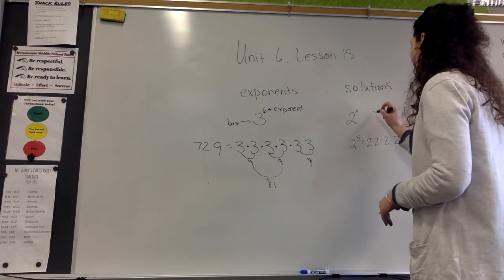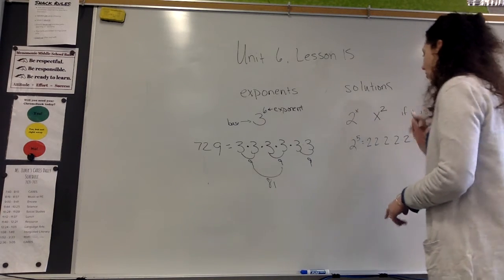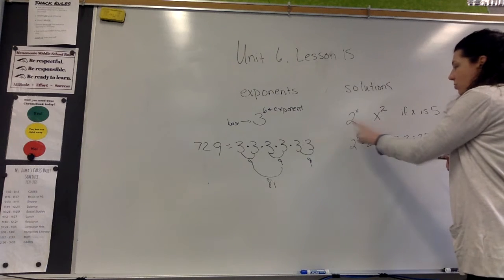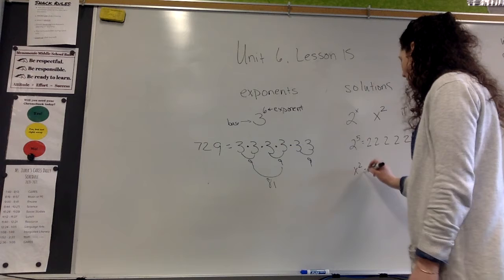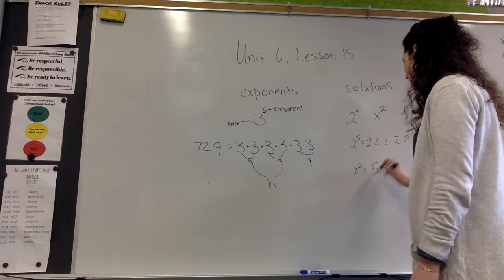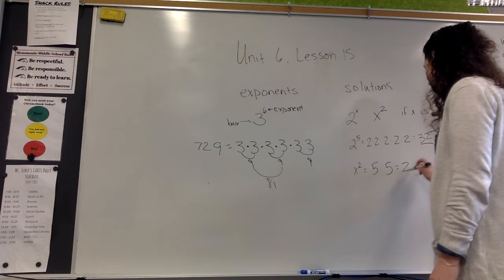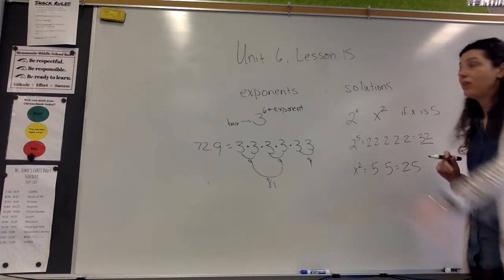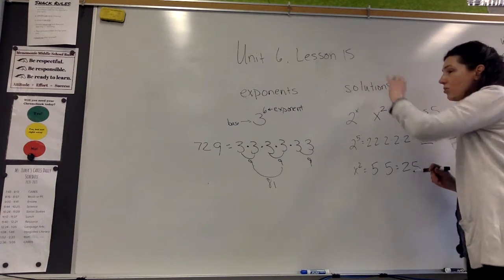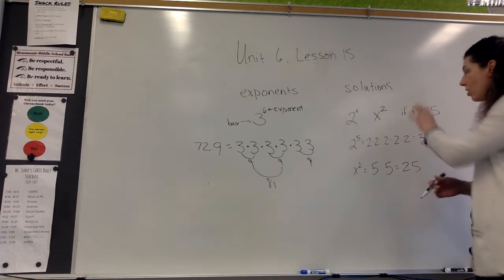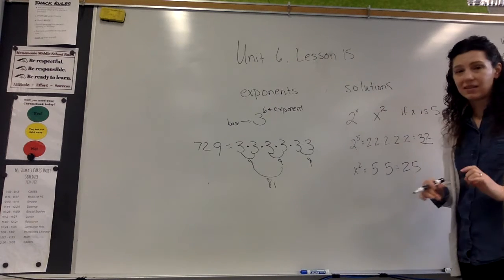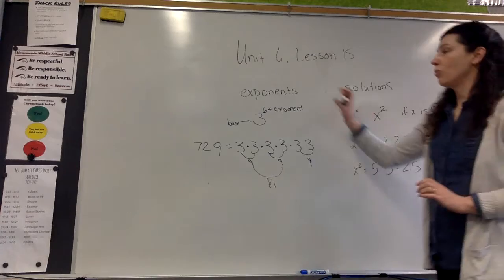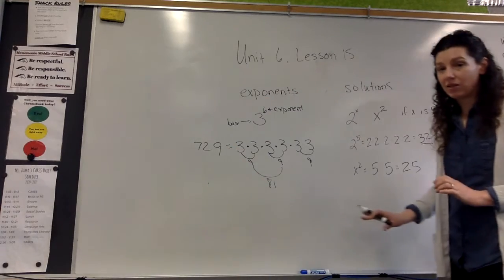If I'm saying x to the 2nd power, these aren't equivalent. If x is 5 here, then x to the 2nd power becomes 5 times 5, or 25, right? So when we're being asked to find the solution, they're telling us what x is worth. We're substituting that value in for where the x is, right? And then we're thinking about the exponents we need to.